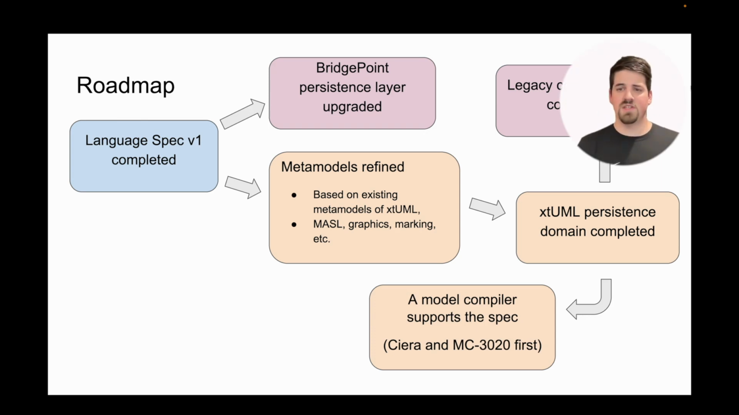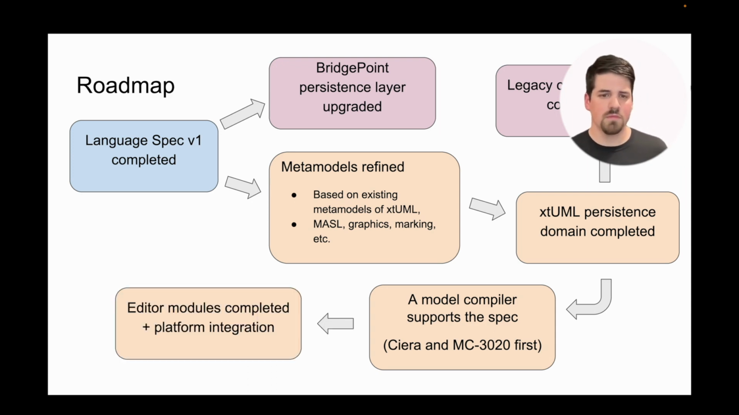Once we have that persistence domain completed, we can start working on those tooling domains. And first on the docket is a model compiler, Sierra and MC3020 being perfect candidates first. The remaining modules can be built using the model compiler, so they can be fully modeled using the new textual xtUML. And also, as those edit modules are completed, we can talk about platform decisions and integration into a target platform such as Eclipse or VS Code.